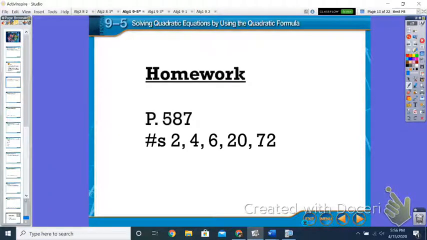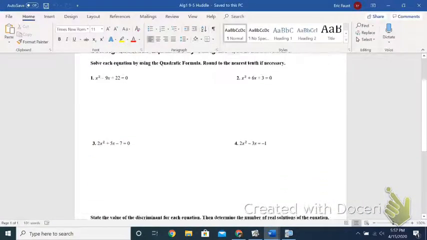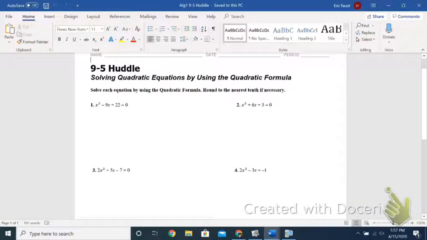And that's all I have for you today. We're going to do a little bit more tomorrow. You're going to get more practice on this, but for now, there's your homework assignment. But again, you're not quite ready for that. Let me bring up the 9-5 huddle. What I have on here for you are these 4 problems. Give those a try. And I will read you the answers as soon as I find them.